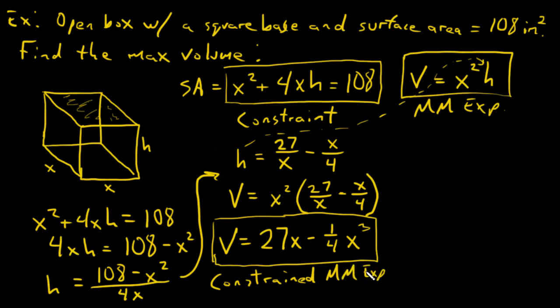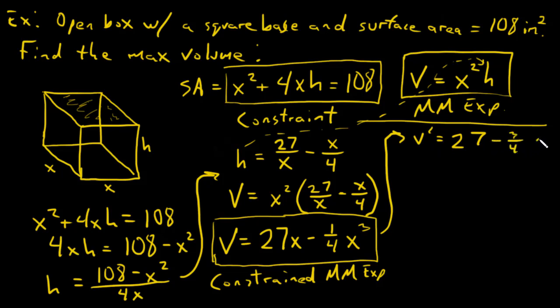Okay, so that's what we need to be able to take the derivative of and set equal to 0 and solve. So if I do that, I'm going to get V prime is equal to 27 minus 3/4 x squared. Okay, that is my V prime. Now I can set that equal to 0 and solve. So 27 minus 3/4 x squared equals 0.